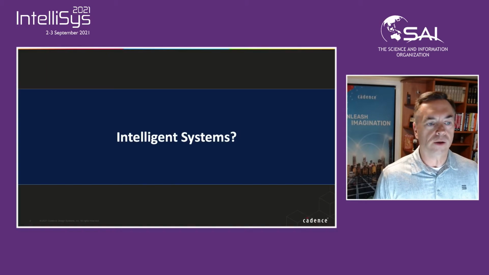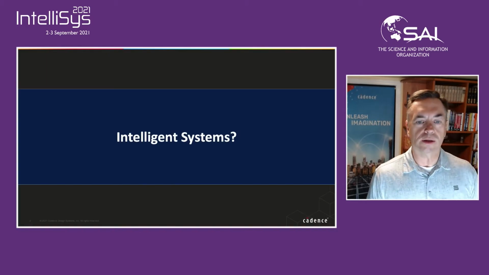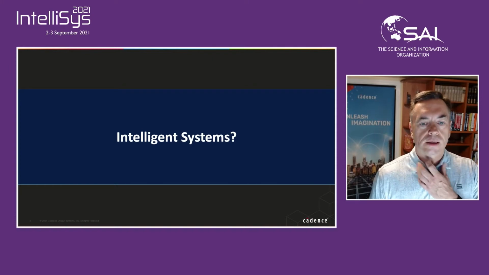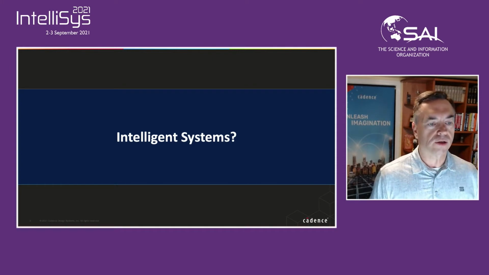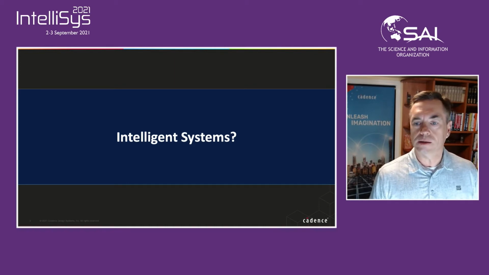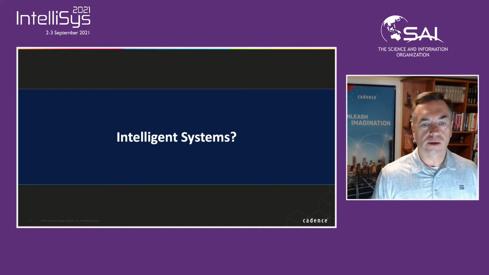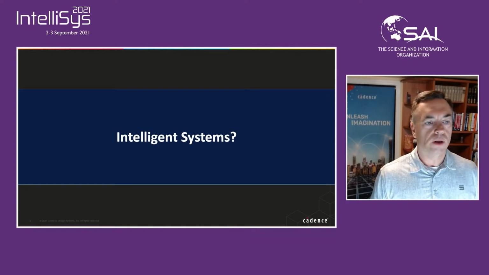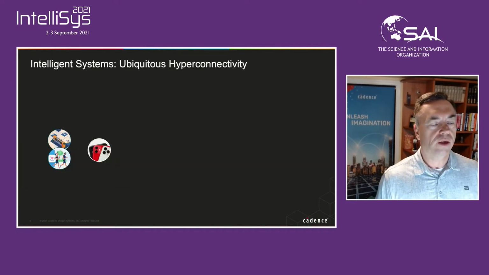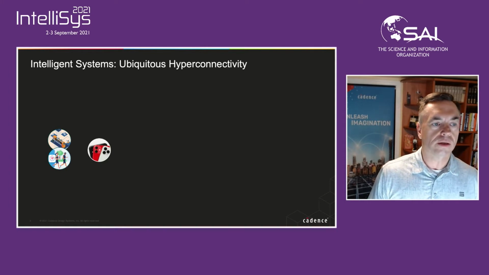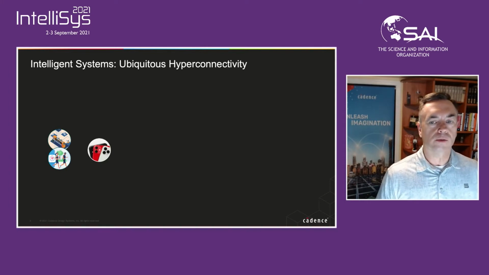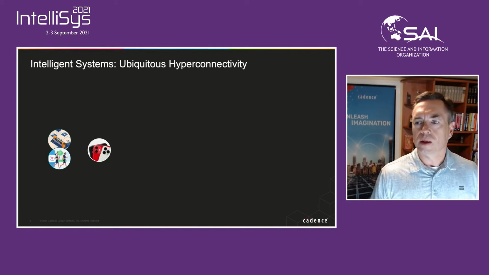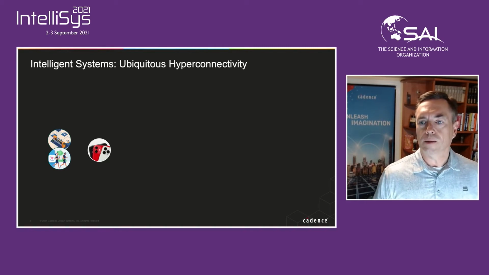When we talk about intelligent systems, when I looked at the program and past presentations from the past years, I just wanted to put in perspective what we at Cadence look at intelligent systems and how Cadence fits into the whole picture. When we think about intelligent systems, it's really about what I would refer to as ubiquitous hyperconnectivity.